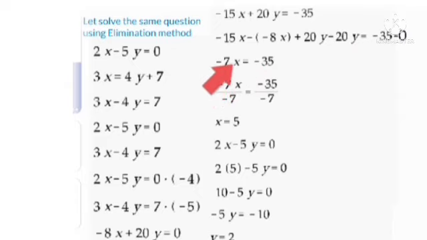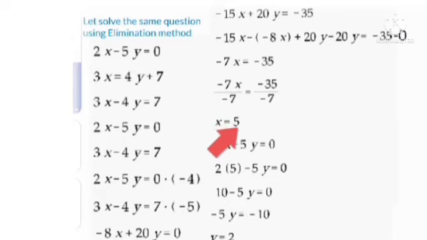We divide both sides by negative 7, because that is what is stopping x from becoming the subject of the formula. So we need to take that away. Since it's combined by multiplication, we need to use division to take it away. Once we divide by that same number, we have negative 7x divided by negative 7 is equal to negative 35 divided by negative 7. That will give you x equals 5, which is exactly what we got using the substitution method.